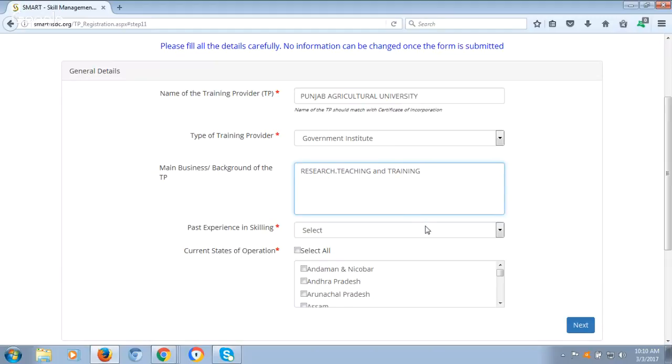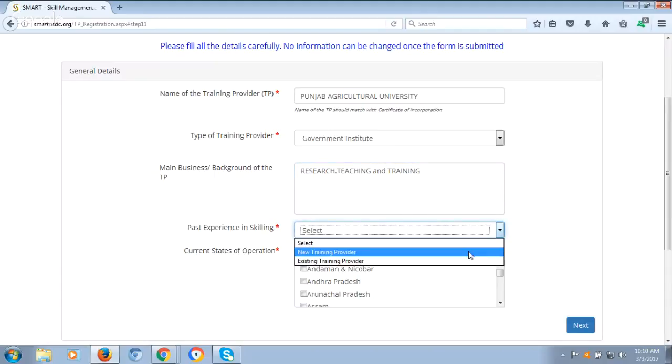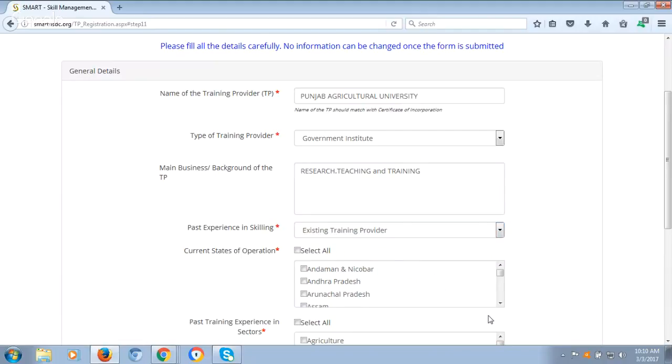Then past experience and skill. You have to take care whether this is a new training provider or an existing training provider; for an existing one, you put it here. Then the current status of operation: whether you conduct trainings at the state level, regional level, zonal level, or country level. So you have to choose.